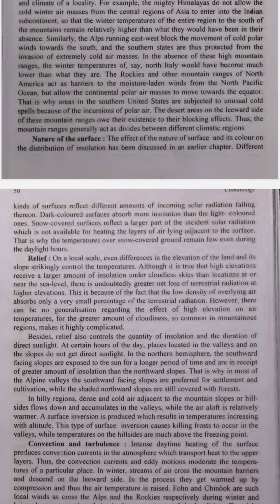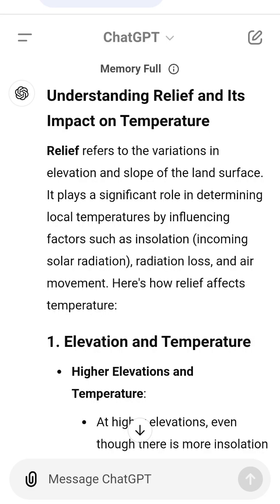Normally, as you go higher in altitude, the temperature drops. However, due to the accumulation of cold air in valleys, the valleys may be colder than the slopes above. Impact of temperature inversions. Killing frosts in valleys. These inversions can cause frost in valleys where temperatures drop below freezing, while the higher slopes remain above freezing. This can be detrimental to crops and vegetation in the valleys.